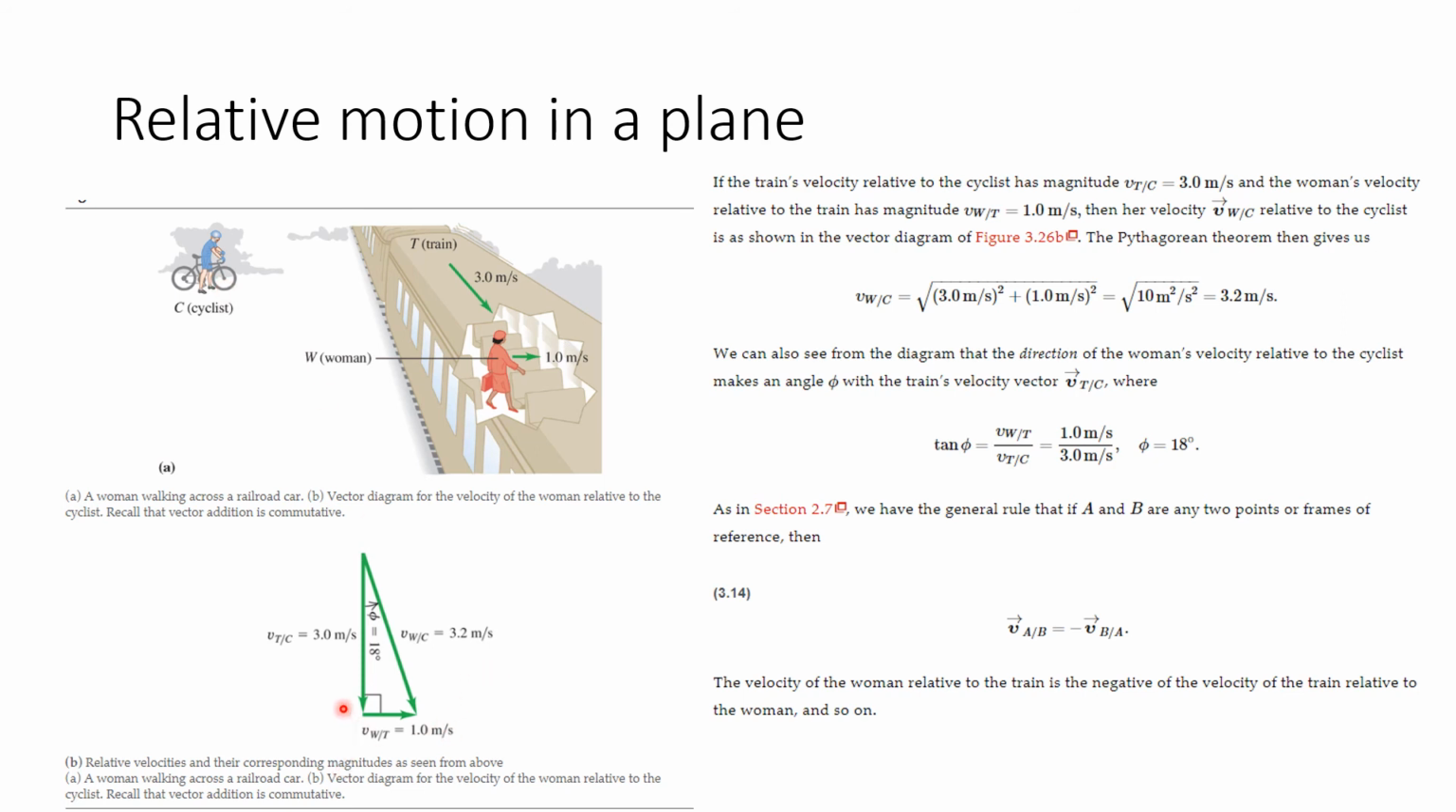Well, I've drawn it a little bit differently, but not so much. So the train is going 3 meters per second, parallel to where the guy is, but then the woman is going 1 meter per second this way, so the net, using the Pythagorean theorem, is 3.2 meters per second, and the angle is going to be 18 degrees. So you see that is going to be the velocity relative to the cyclist that the woman is moving. Again, we're going to talk about relative motion when we talk about Doppler effects in ultrasound.